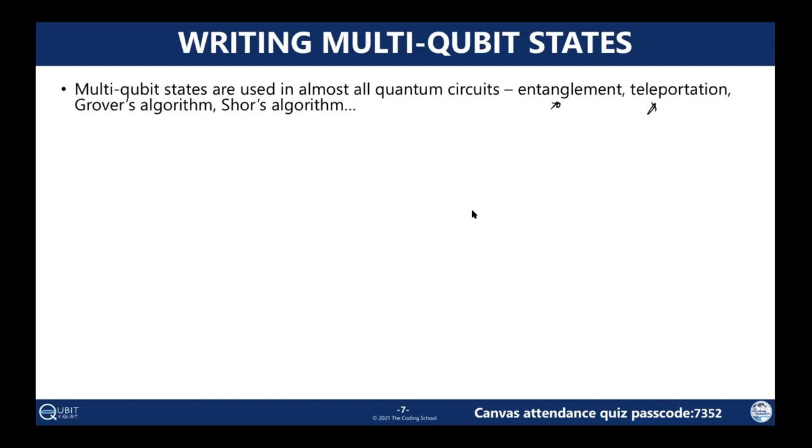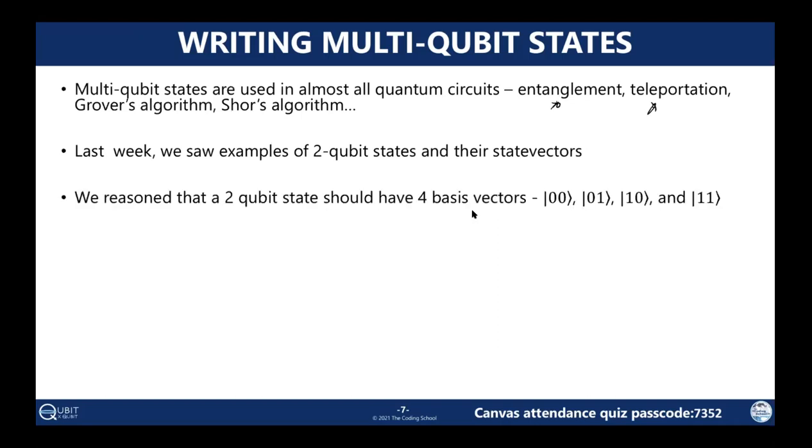And a lot of these algorithms also rely on beginning in some kind of entangled state. So last week, we did see some examples of these 2-qubit states, but we didn't really go into how these states work or how you can calculate or define them. So if we have a 2-qubit state, there are 2 possible values for each qubit, and we multiply the number of qubits times the number of possible values per qubit, and we get 4.